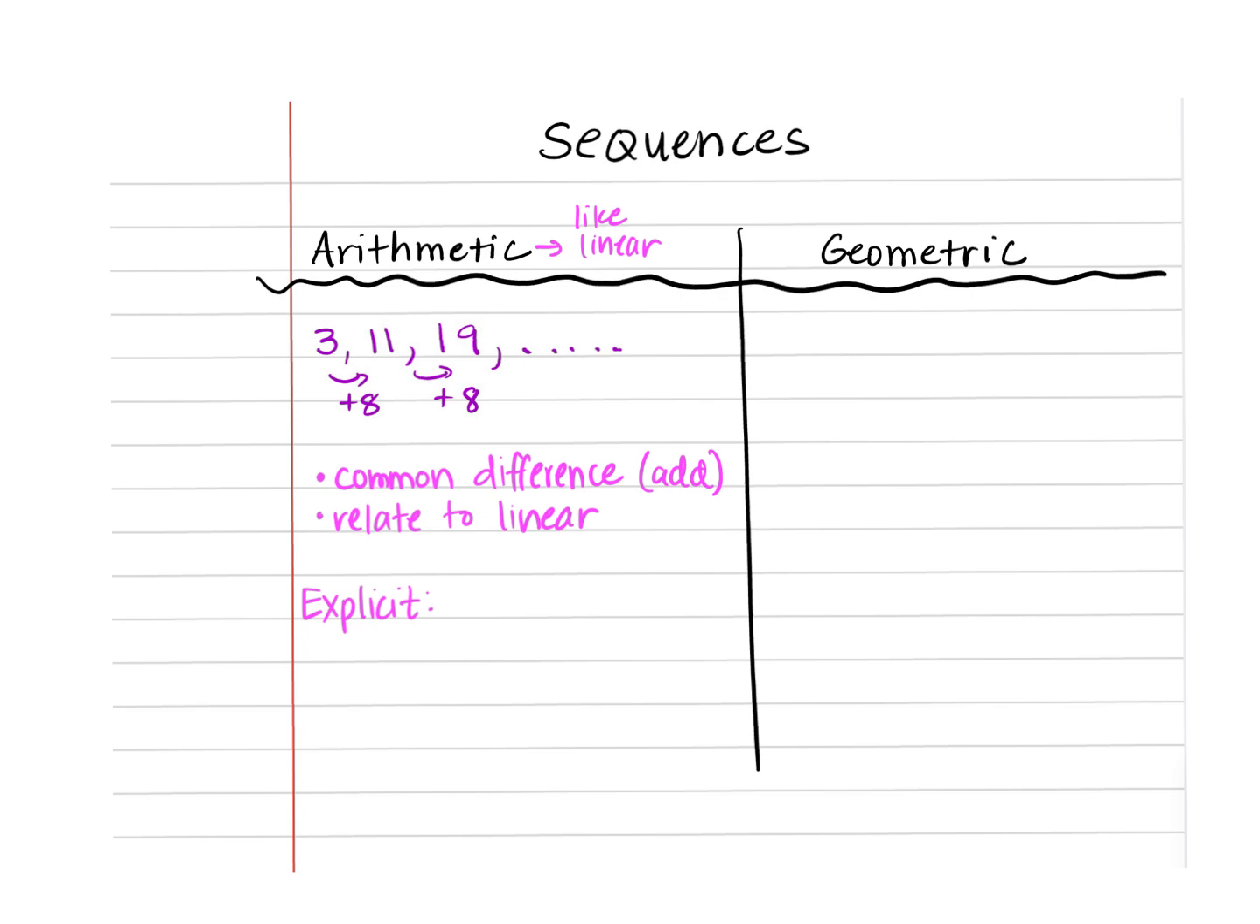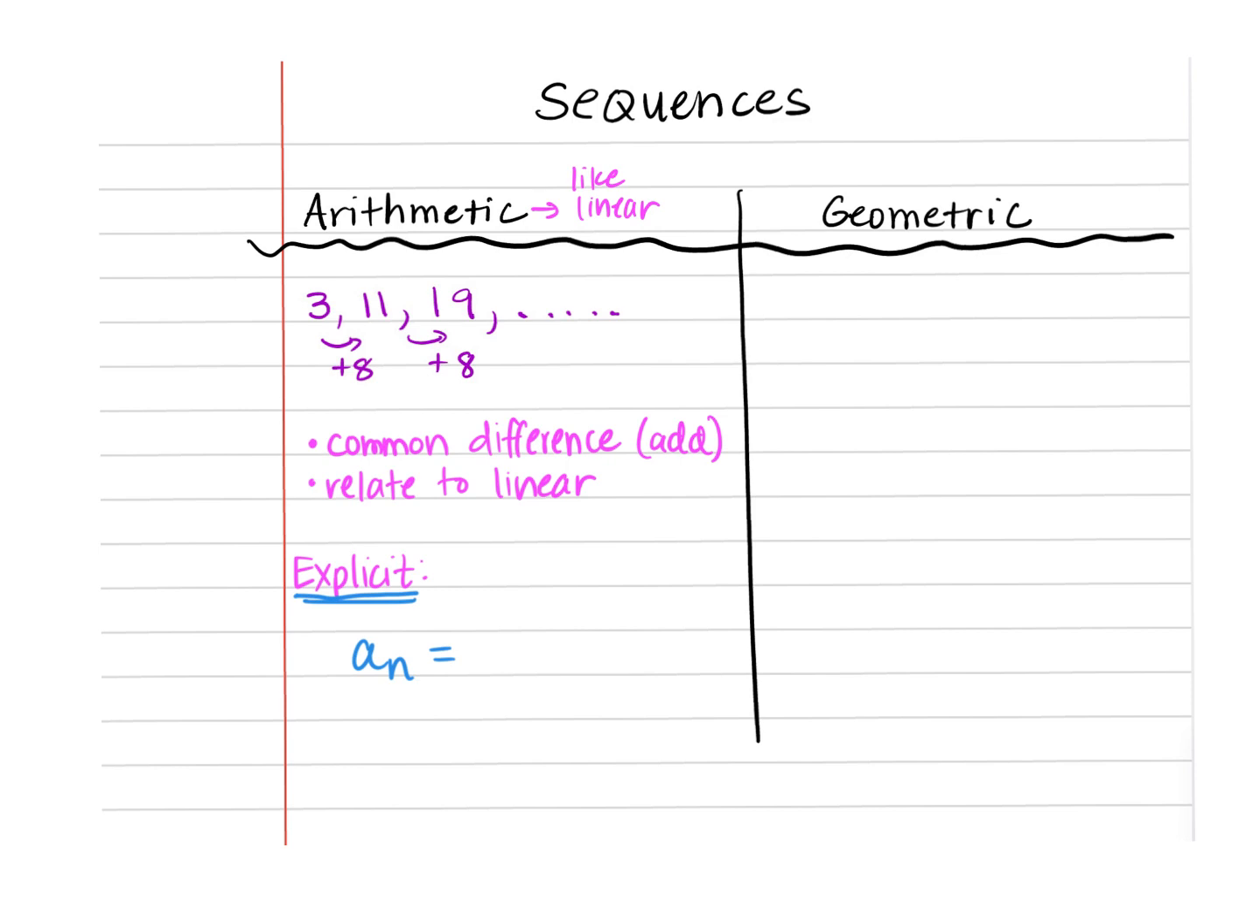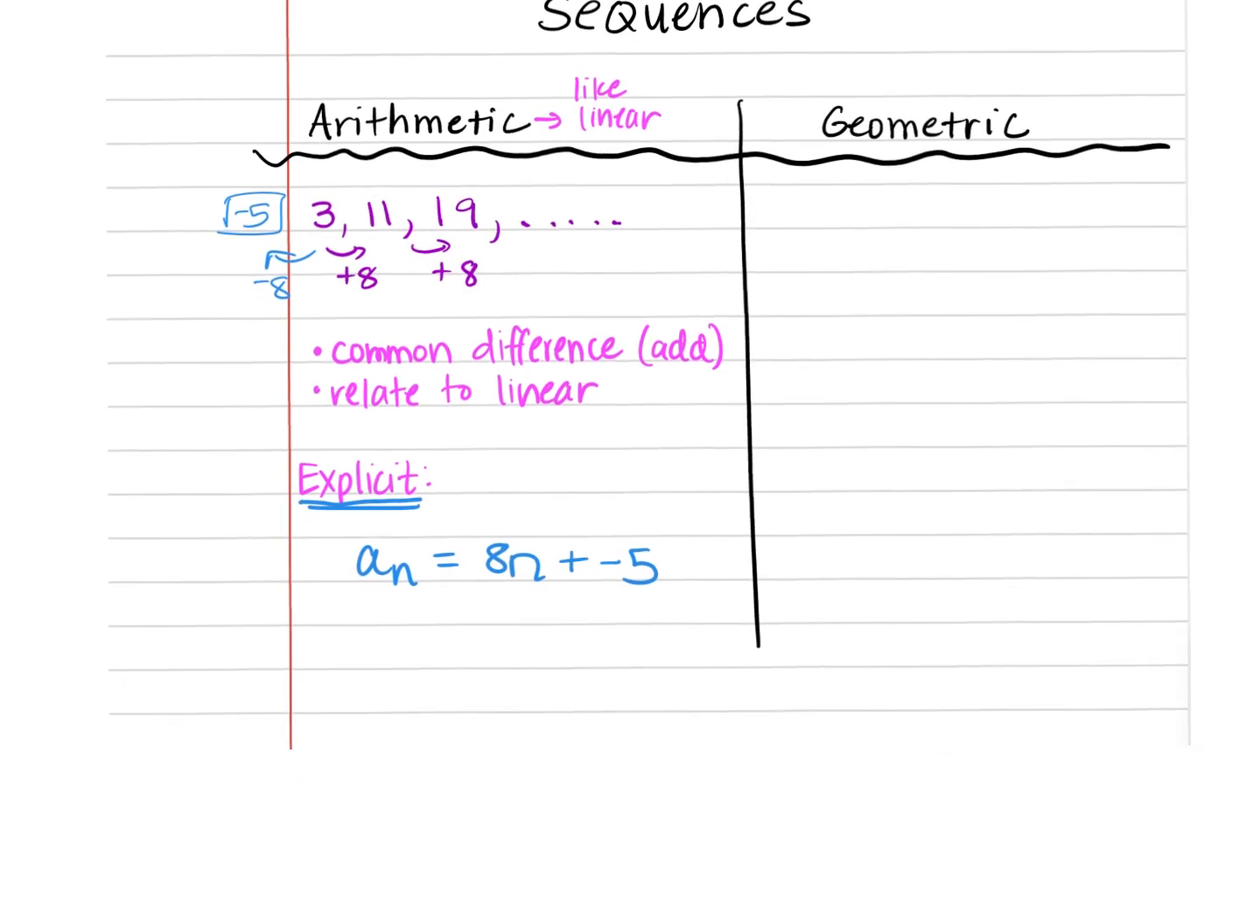So that's where you can try to find any term in a sequence. So the explicit rule looks something like this. I like to think of it, so you put a_n, so to find any term, you can take what the common difference is. It's kind of like the slope, and I'll put 8 times whatever term number I have. And then if I relate it to a linear function, I need to find the 0 term. So if I went backwards 8, I would end up with -5. So I'd put plus -5. Okay, that's one way to write the explicit rule.